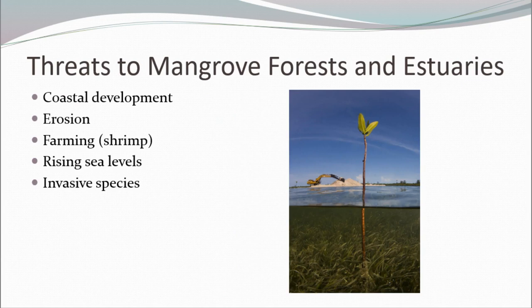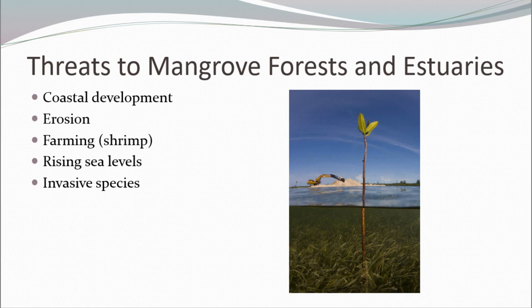So what are the threats to mangrove forests and to estuaries? The big threat is really coastal development. We tear them up. We like to live at the coast. We like to live in areas that we consider beautiful. We like to live near recreation areas, and so we really do just destroy them. The other thing that's a problem is once we start developing, we get a lot of erosion. And so erosion just in general will start to break down those ecosystems.